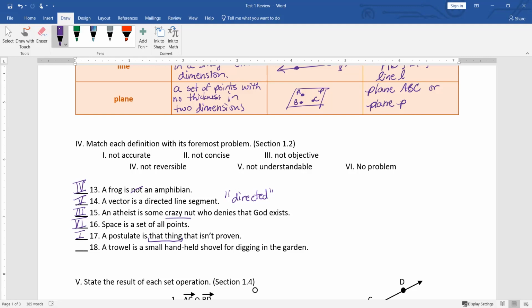Okay, 18, our last one. A trowel is a small handheld shovel for digging in the garden. Now, this is a great example of being not concise, because small and handheld mean the same thing. So eliminate, and I will use handheld, it's a little more specific. So you could say a trowel is a handheld shovel for digging in the garden. By telling me it's handheld, you are implying, it's educated implication, that it is also a small shovel. So this one is simply not concise.